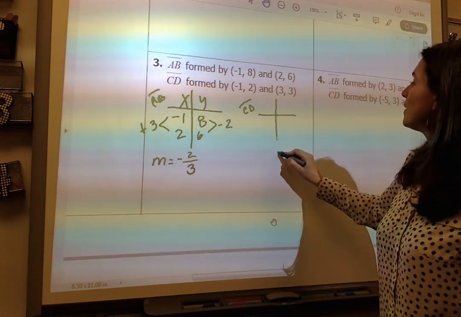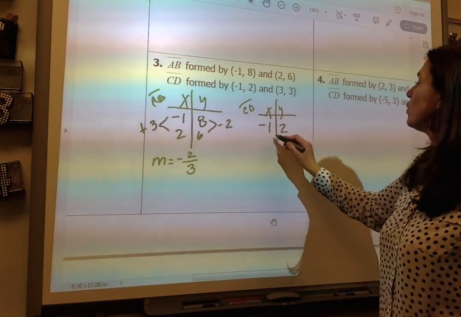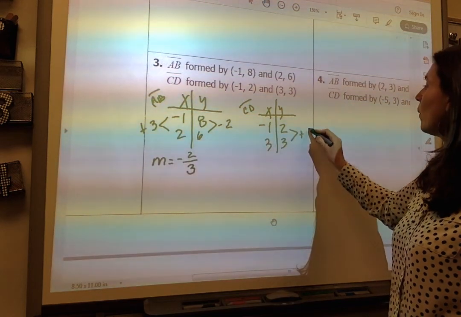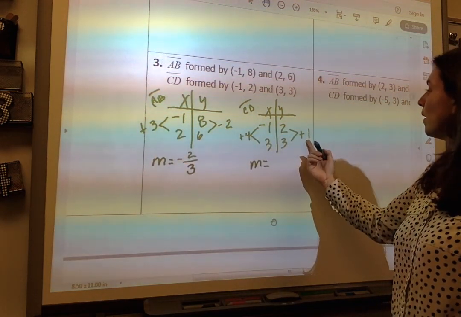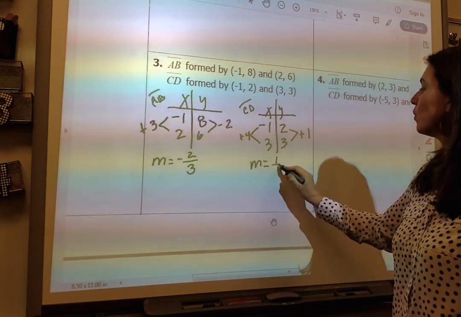So what's my slope of CD? I get -1, 2, 3, and 3. So I go up 1, and I go up 4. And then I get a slope of change in y over change in x is 1/4.